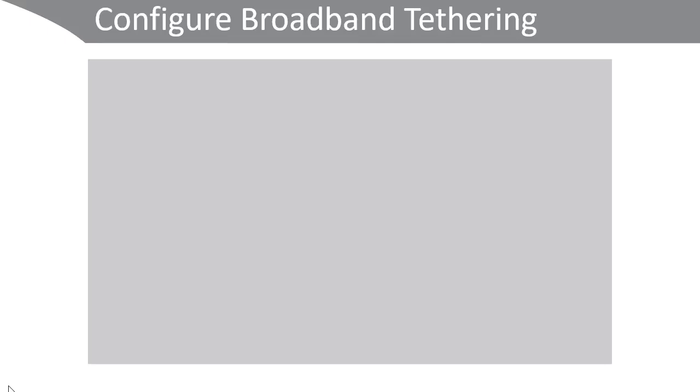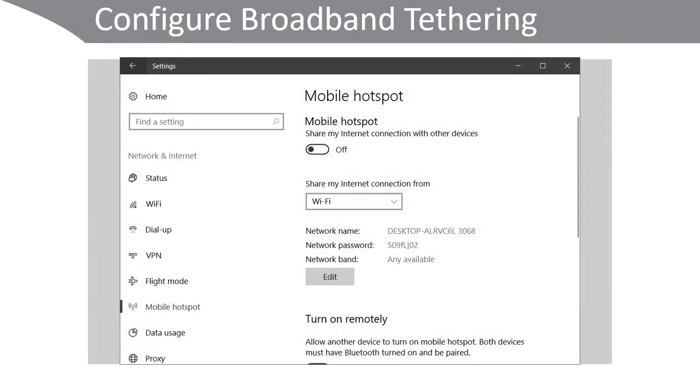Broadband tethering was introduced in Windows 8.1 and enables users to share their own internet connection with others by enabling the device to function as a wireless hotspot. Similarly, users can connect to other users' shared personal hotspots provided they have required credentials. You configure broadband tethering through the Settings app as shown here.